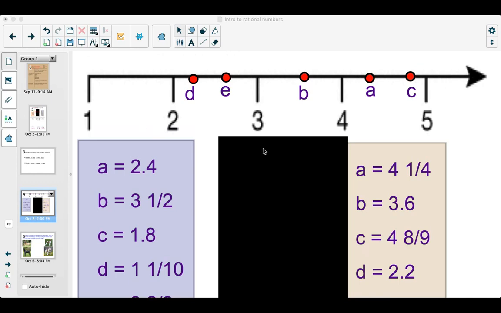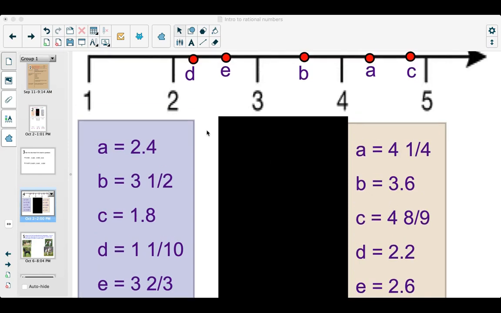Okay, we're back. So hopefully you got numbers that look something like this. 4 and 1/4, it's between 4 and 5, closer to 4. 3.6 is between 3 and 4, just a little closer to 4. Remember, 0.6 is 6/10, which is just a little more than half. 4 and 8 ninths is between 4 and 5, closer to 5. 2.2 between 2 and 3, closer to 2. And 2.6 still between 2 and 3. But 6 tenths is just more than half, so it's a little closer to 3 than 2.